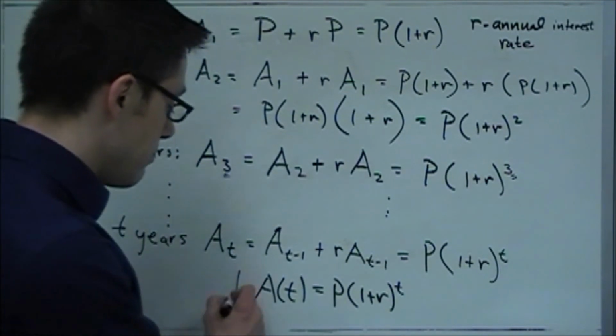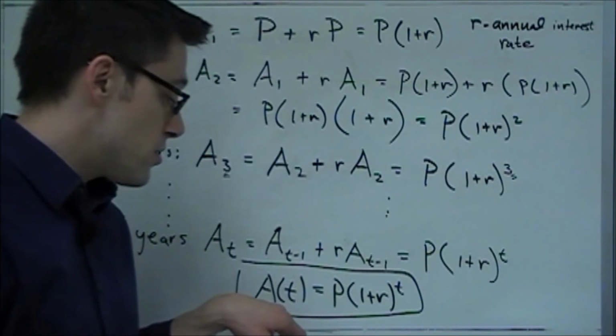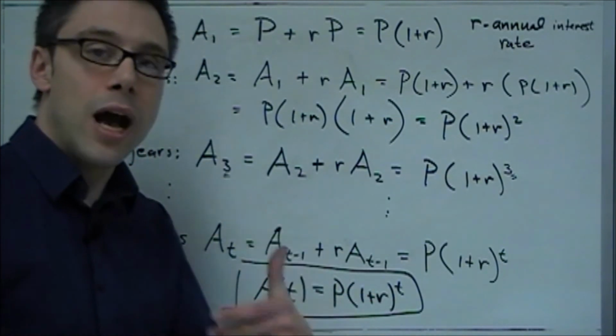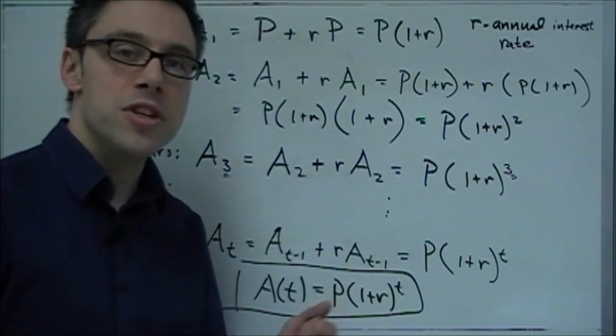And again, this is the amount that's in an account after t years when I'm earning compound interest, or in other words, interest is being compounded once per year.